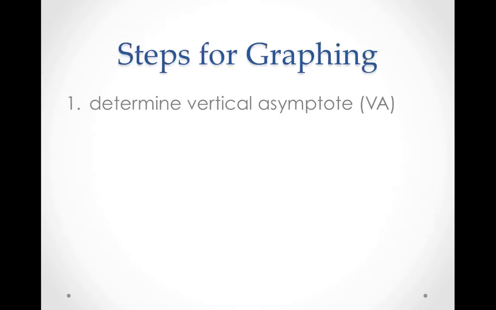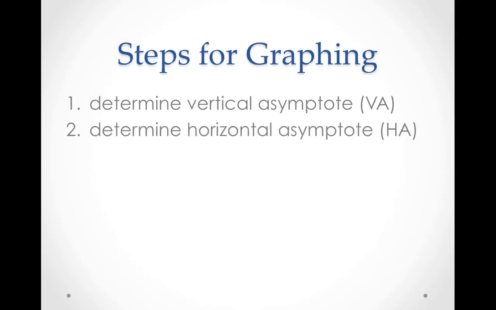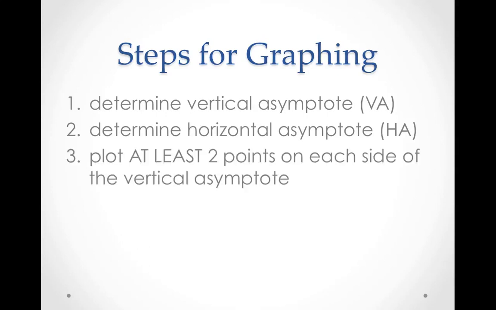Alright, so actual steps for graphing. Your first step is to decide where the vertical asymptote is. Even when we get into the more complex forms, this is going to be your first step. The second step will be to figure out where your horizontal asymptote should go. Next, you'll want to plot at least 2 points on each side of the vertical asymptote.